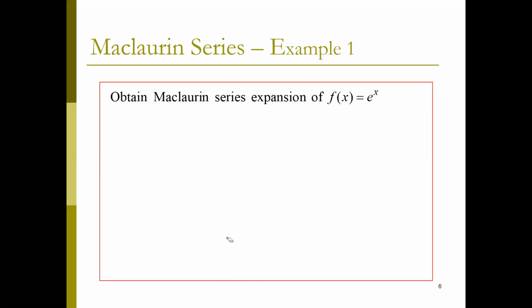Now obtain the Maclaurin series expansion of e raised to the power x. In the Maclaurin series, the value of a is 0, and the series needs f dash x. f dash x is equal to e raised to the power x. F double dash x, I'm just representing f2, not f square, this is the second derivative, and it is again e raised to the power x.